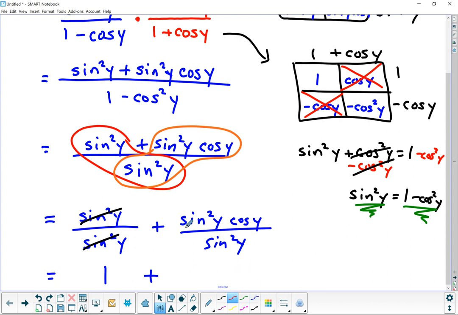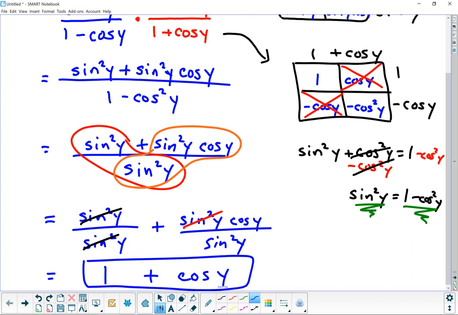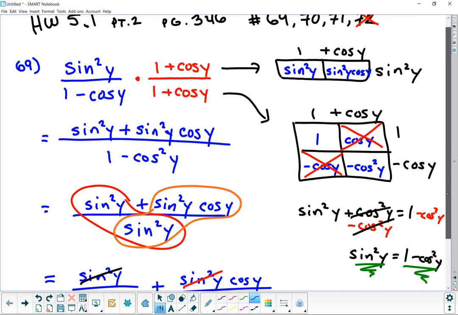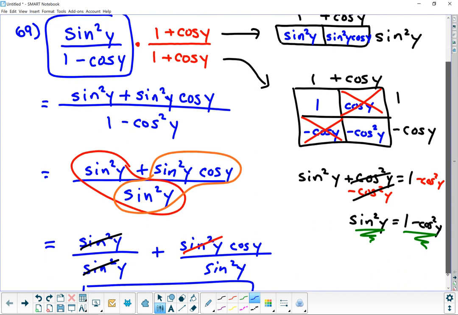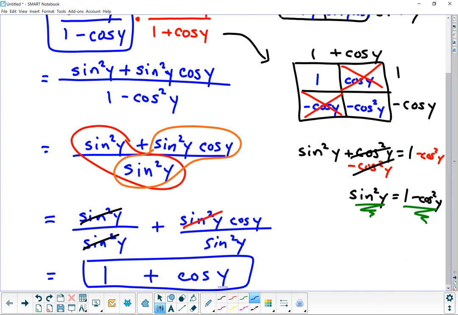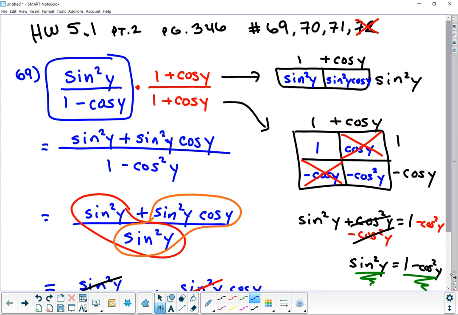Right, and these right here will actually simplify. You could cancel these like this, right? And all you have left is just this cosine y, or you can call this 1 times cosine y, which I'm just going to call cosine y. Okay, and that's your answer: 1 plus cosine y. Remember, that's how we started with sine squared y over 1 minus cosine y. Imagine all of that work, and then we end up with 1 plus cosine y. So that was number 69.